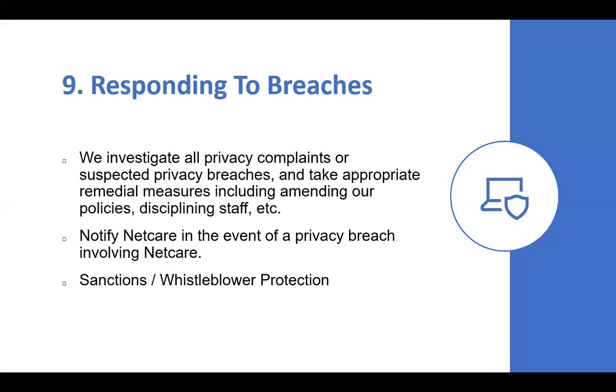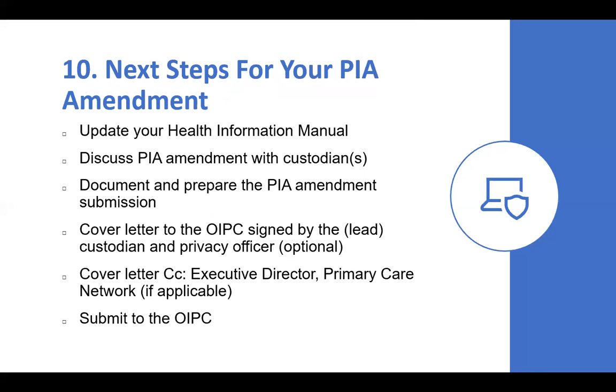So these are things that you want to include in your PIA amendment. It's what have you done lately that you want to include in that PIA amendment. So the 10th step, the last step in reviewing your PIA amendment, is to actually do the work. You need to update your policies and procedures. You need to update your PIA amendment and discuss it with your custodians and get your internal review.